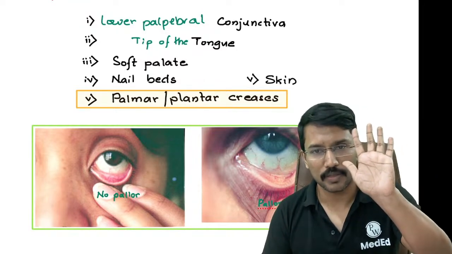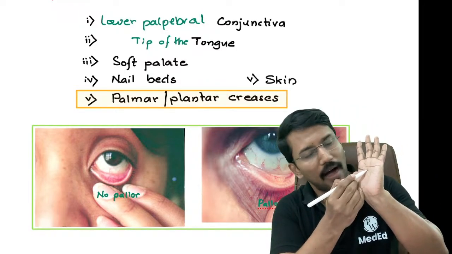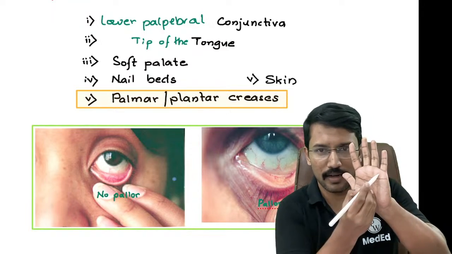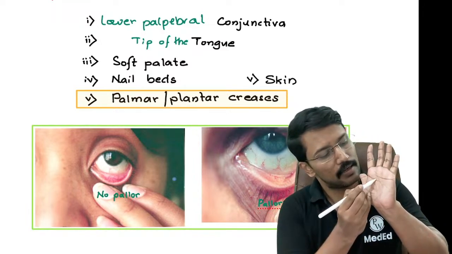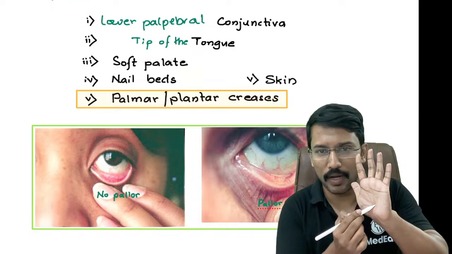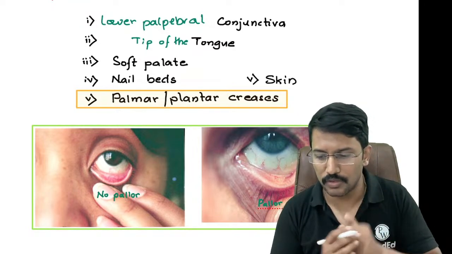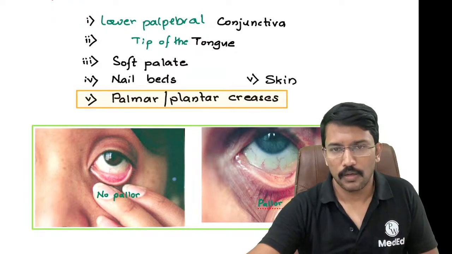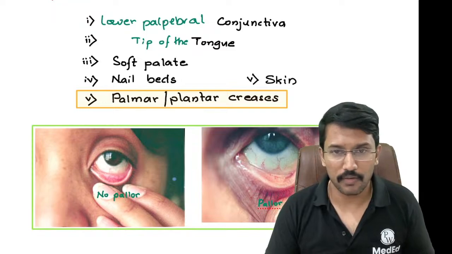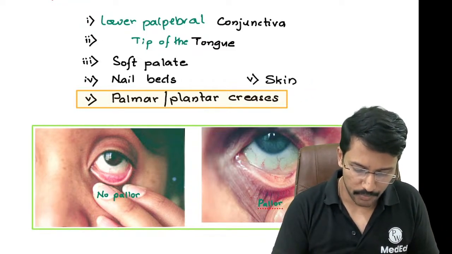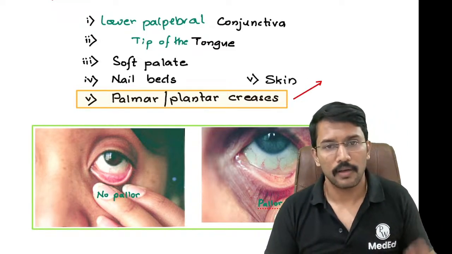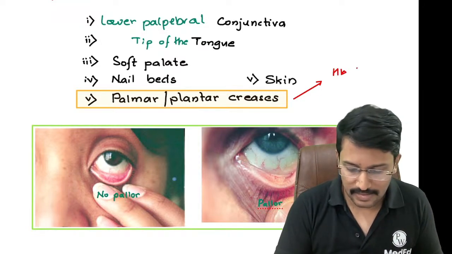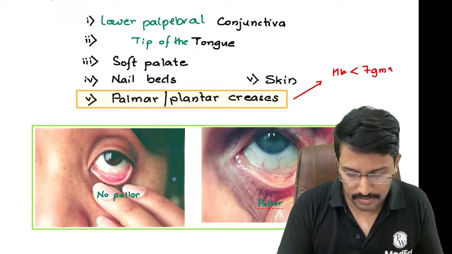See, when you look at my palms, you can notice that my palmar creases are darker. They are slightly more pigmented than the rest of the palmar surface. But if the creases are also as pale as the rest of the palm, then it indicates that hemoglobin is below a certain level. Okay, can anybody tell me what hemoglobin level we can think of? So please remember, whenever there is pallor of the palmar or plantar creases, it indicates that hemoglobin is less than 7 grams per deciliter.